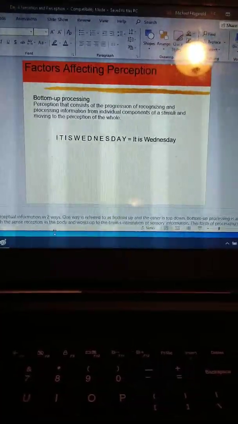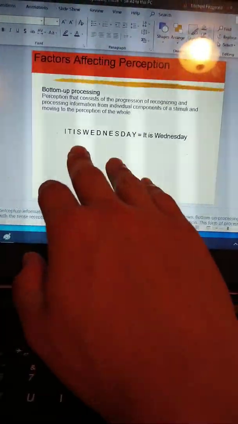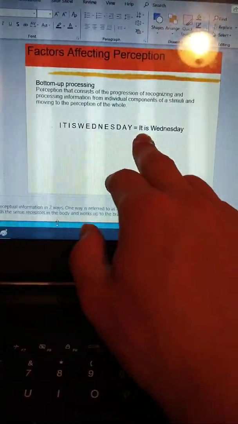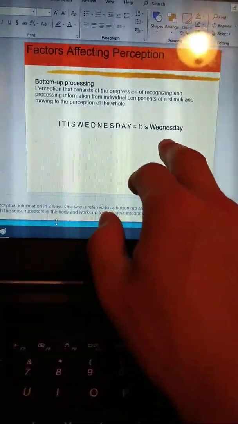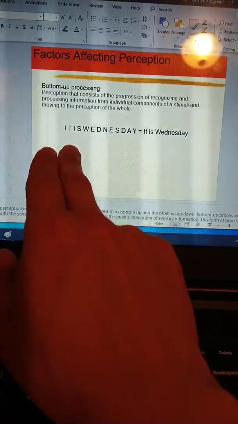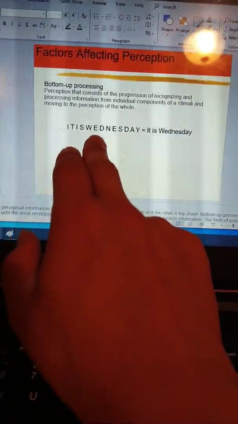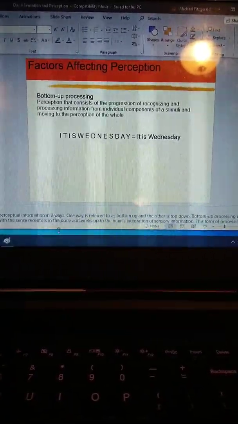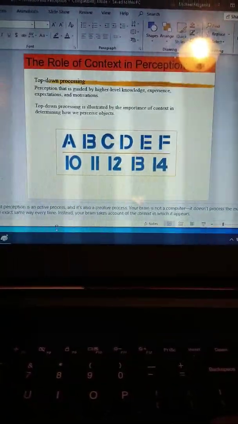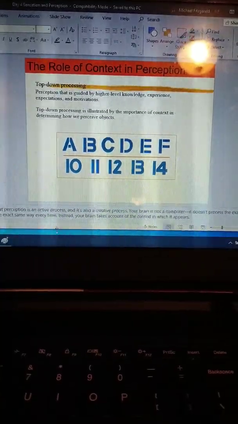So when you really break it down, like when it says here, "it is Wednesday," we see that as 3 words. But when you really break it down, it's just a lot of individual pieces of information. How we know to automatically group it together? Context is important for it.